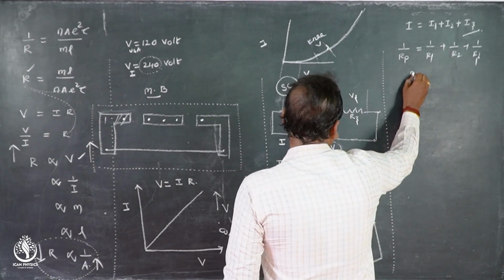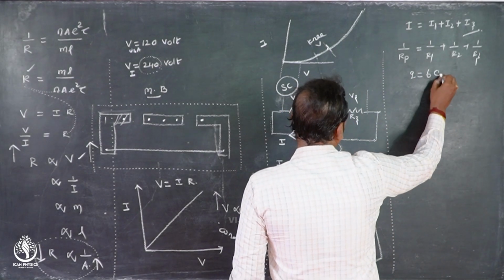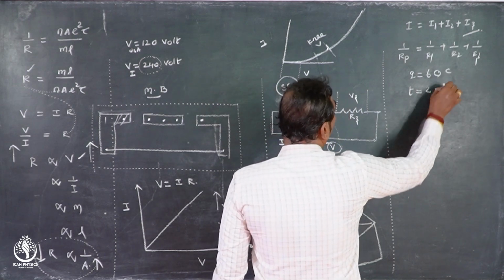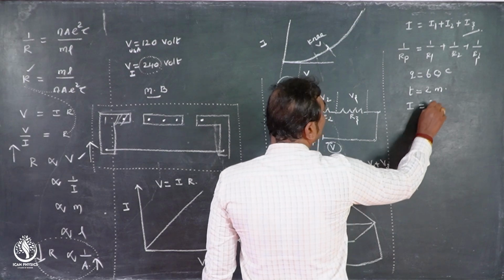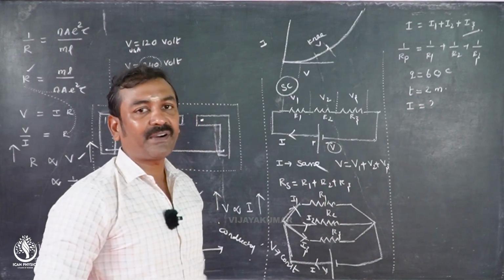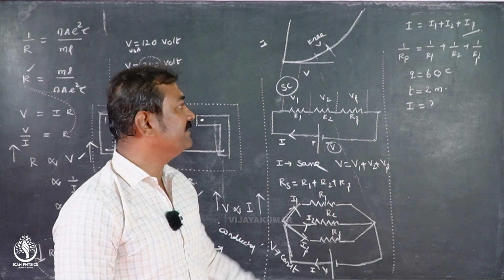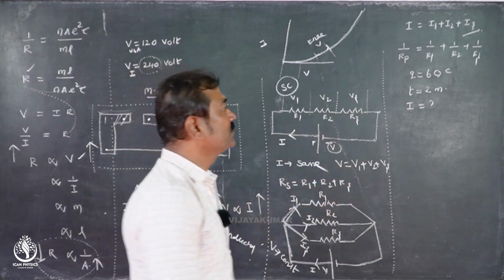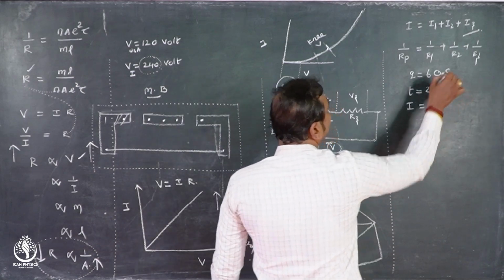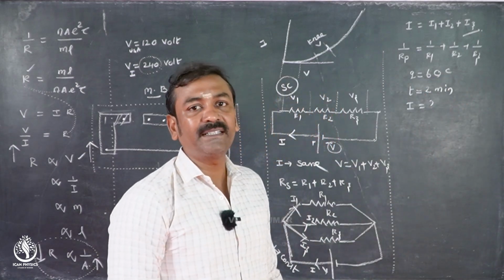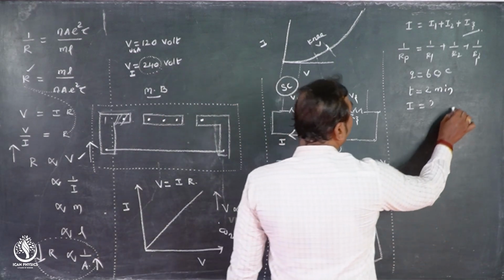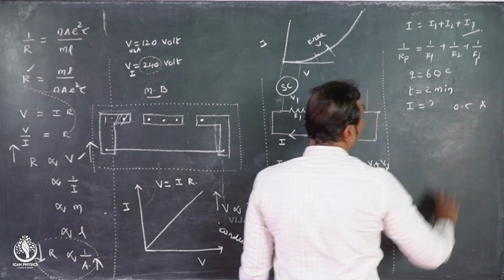So what is the charge? Charge equal to 60 coulomb. Okay. Now, what is the time taken? 2 minutes. Then, what is the current? So, what is the formula? I equal to Q by T. So, Q is 60. T is 2 minutes. Convert the minutes into seconds. 2 into 60. So, 60 cancels. 1 by 2. Answer is 0.5 ampere. Okay.